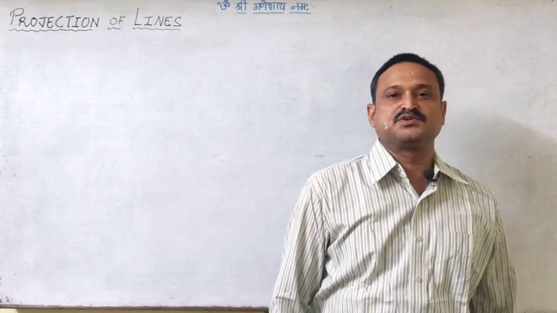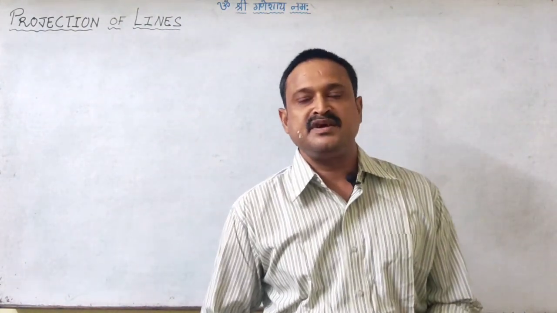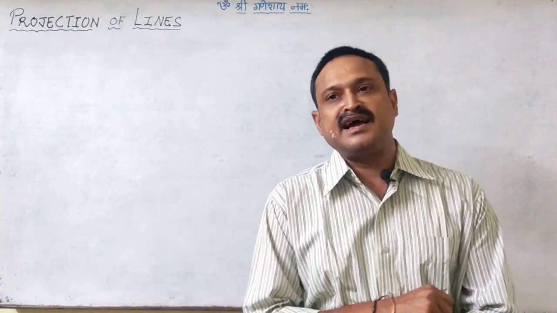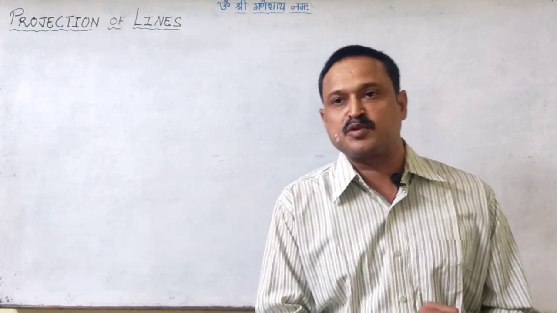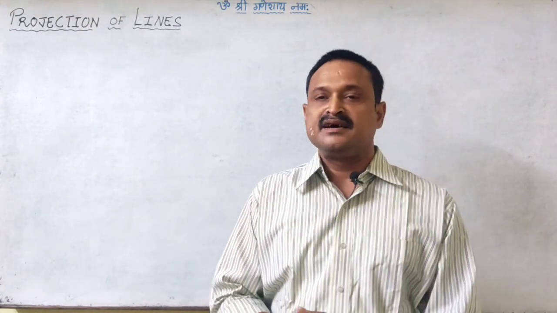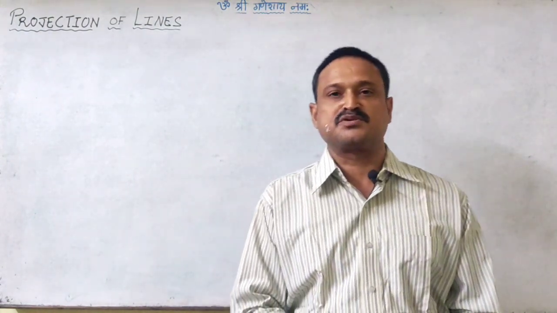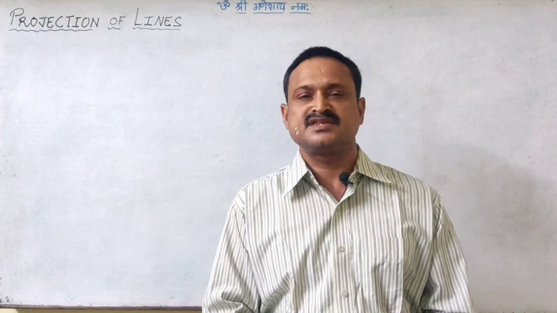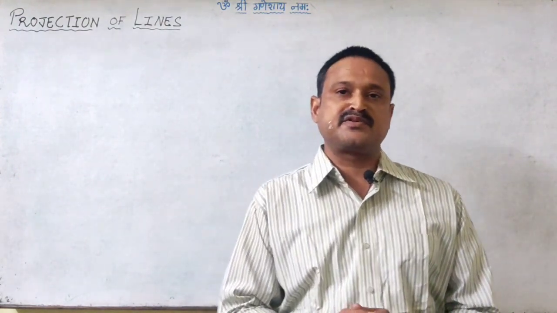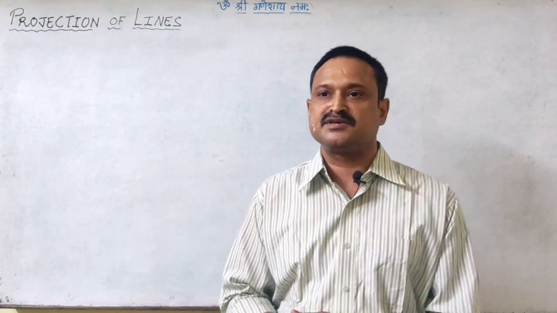Hello. So far in the discussion of engineering graphics, we have understood what is projection. One word definition of projection, we have understood that it is image. Then the method of projection as orthographic projection. What is orthographic projection? Then the method of drawing, like first angle method of drawing, second angle method of drawing, third angle method of drawing and fourth angle method of drawing.